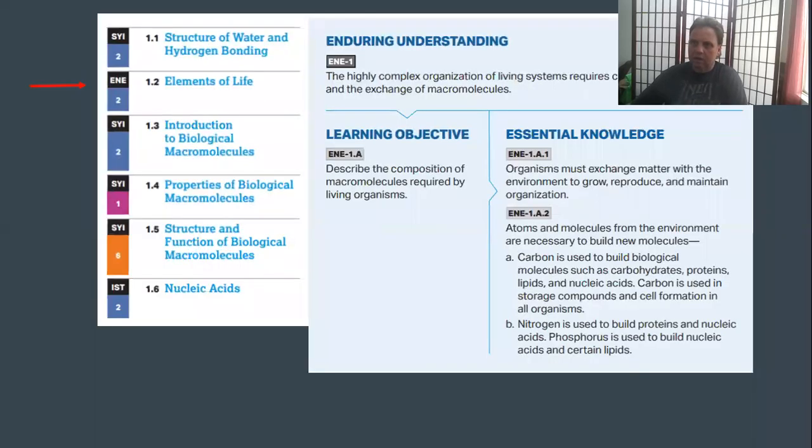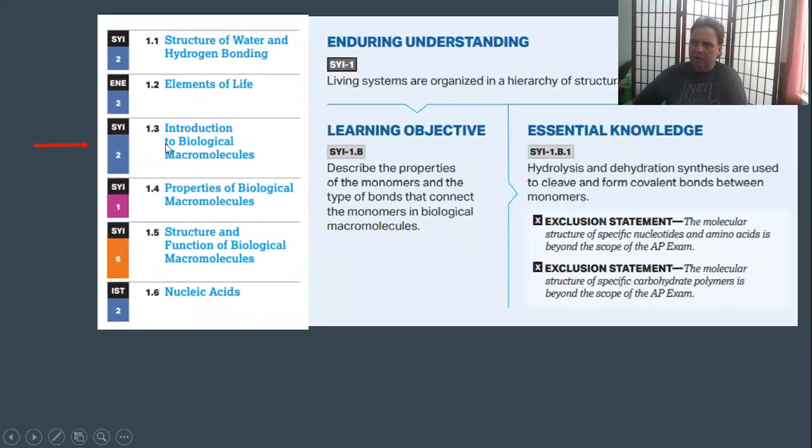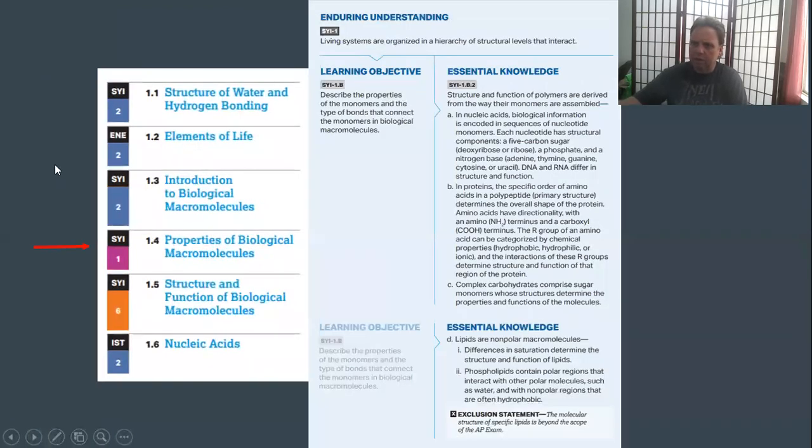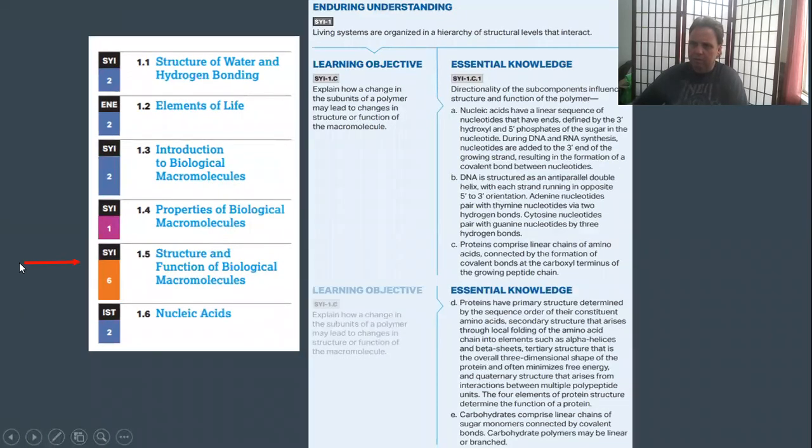And for those, so elements of life, there's the learning objective, and there's the knowledge which you will get. And then the next one after that is this one, Introduction to Biological Macromolecules. This would be the learning objective, and this is the knowledge you'll get. And then the next one would be, and just watch the arrow right there. So the next one would be this one, Properties of Biological Molecules. There's your learning objective, and there's the knowledge you need. And then the next one after that is this one by the arrow, Structure and function of biological molecules.